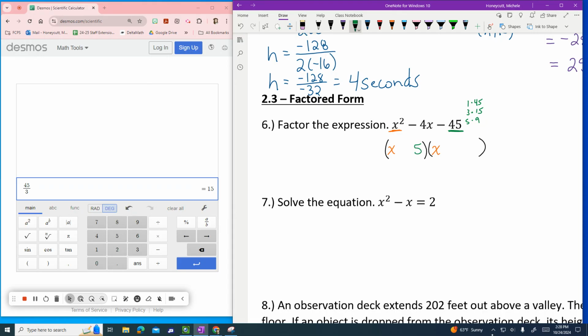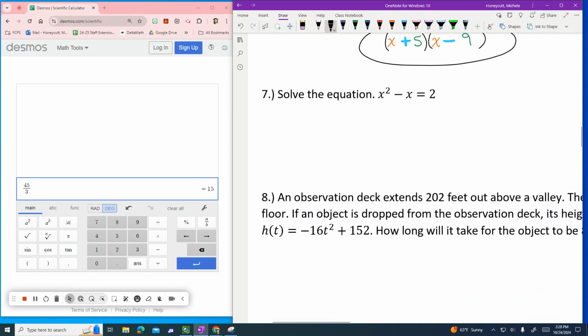Let's try 5 and 9. I'll know that this works if this product, which is 5x, and this product, which is 9x, if I can add or subtract those two products to be a negative 4x. That will happen if the 9 is negative and the 5 is positive, so it would be x minus 9 plus 5. So my factoring is x plus 5 times x minus 9.